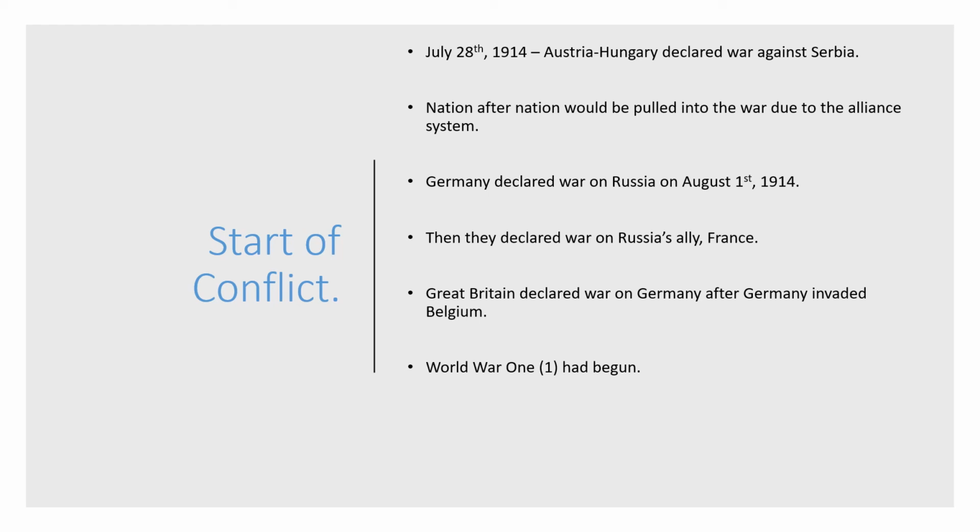And because of the alliance system, nation after nation will be pulled into the war. Germany will declare war on Russia on August 1st, 1914, because Russia was trying to defend Serbia and was going to attack Austria-Hungary. Germany then also declared war on Russia's ally France, and Great Britain finally decides to declare war on Germany after Germany decides to invade Belgium. So all these different elements and the final event of the assassination of Archduke Franz Ferdinand kick off what will become known as the Great War, or later World War I.